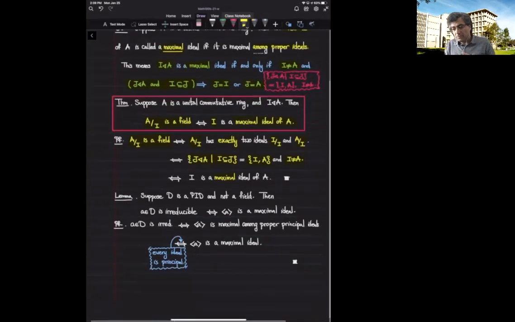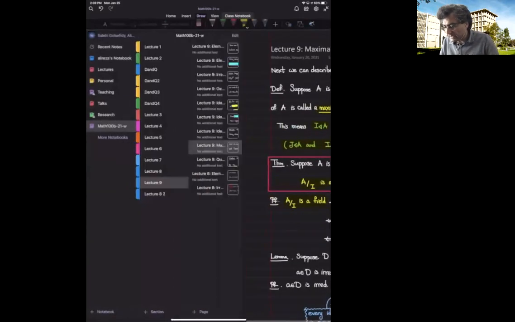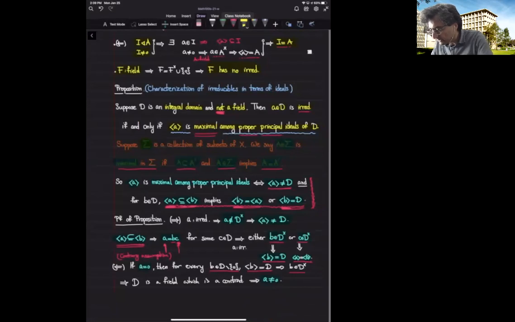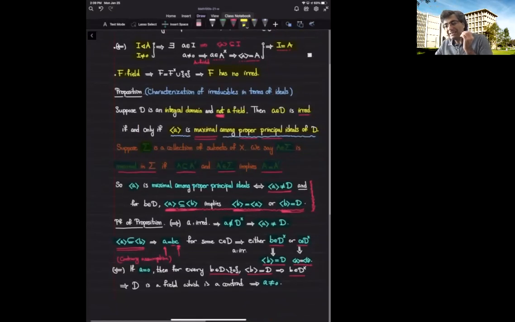Now, this statement is the strongest when we want to work with elements. Let's go back to what we had proved about irreducible elements and combine it with that result. So remember about irreducible elements. Yes, in an integral domain, which is not a field, an element is irreducible precisely when the ideal generated by A is maximal among proper principal ideals.